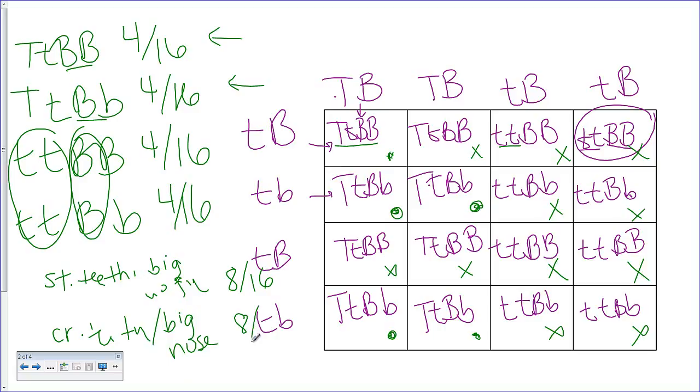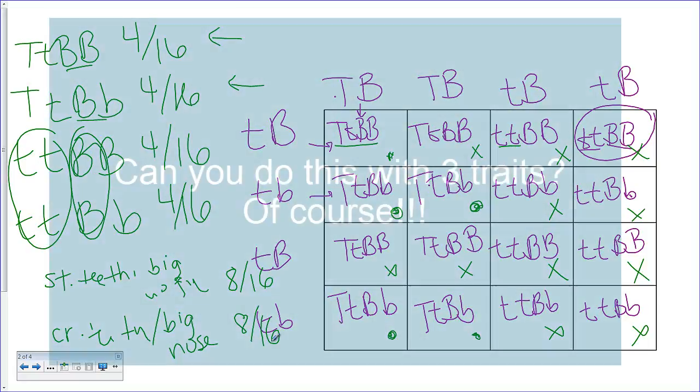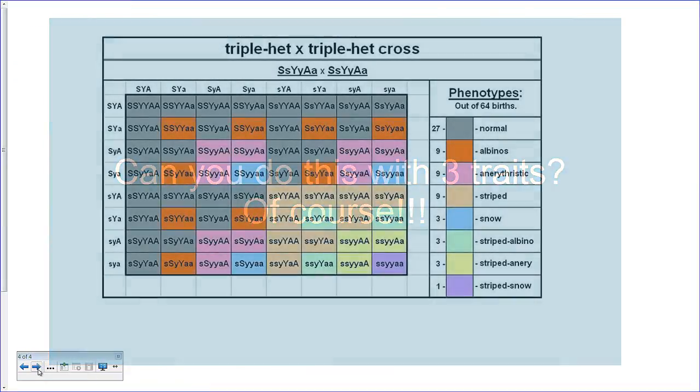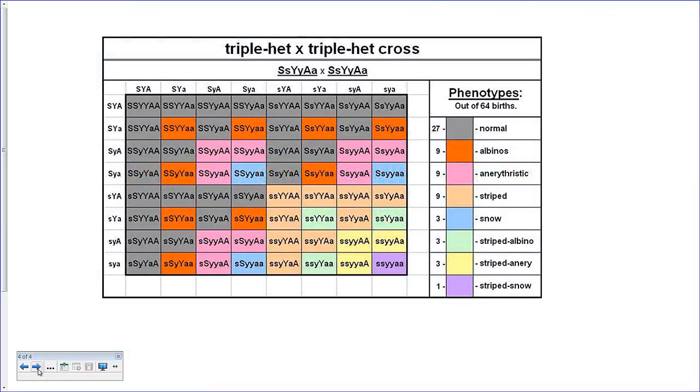So if this couple had a child, there is a 50% chance that their kid will have straight teeth and a big nose, and a 50% chance that they'll have crooked teeth and a big nose. It is possible to do this for more than one trait. Here is a tri-hybrid cross. It would take forever though, so many different combinations. So we can use computers to do this for us, but just if you're interested and bored sometime, you could do a tri-hybrid cross.